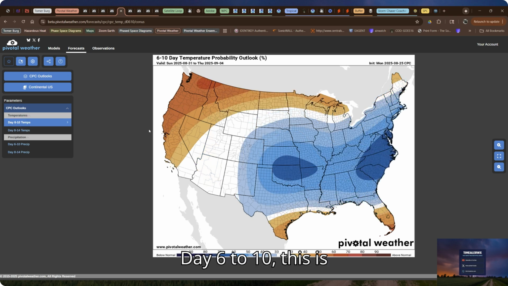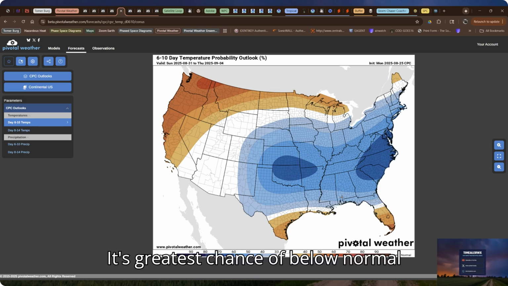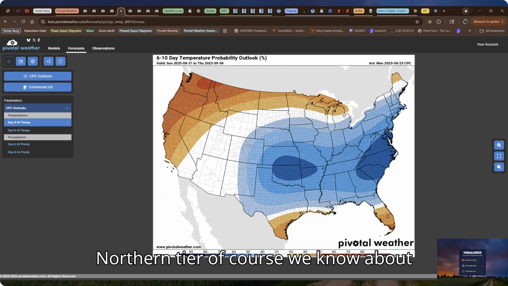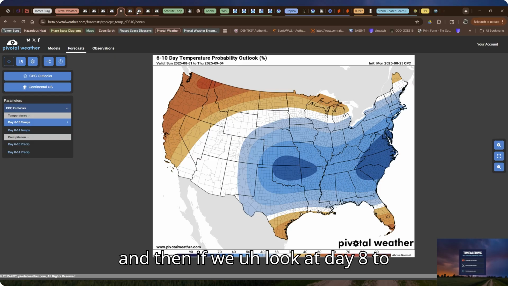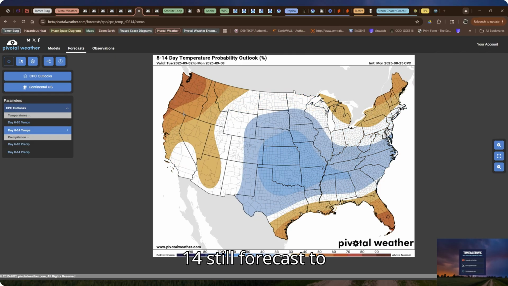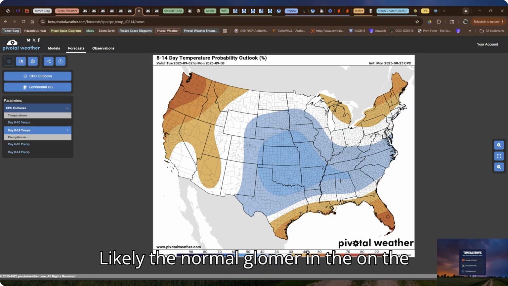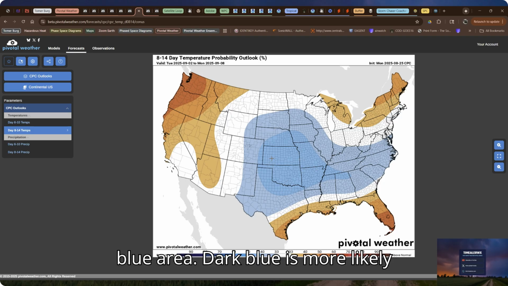Day 6 to 10. This was issued yesterday. It's the greatest chance of below normal temps here. Sorry, Florida. And the northern tier, of course, we know about. And then if we look at day 8 through 14, still forecast to be likely below normal in the blue area. Dark blue is more likely.